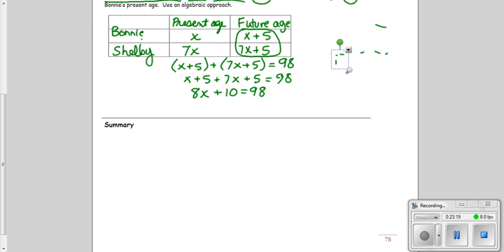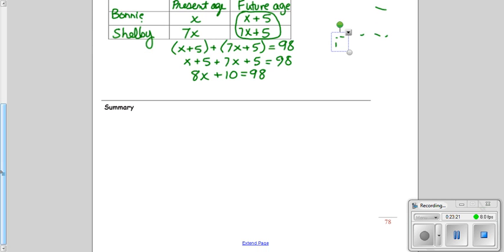Now we can use PEMDASO. The O stands for opposite, so we'll work opposite on the order of operations, undoing addition and subtraction first. Undo this addition with subtraction. Subtract 10 from both sides of the equation. That's an if-then statement. Simplify. Bring down your 8x. The plus 10 and the minus 10 equals 0, and 0 plus 8x is 8x. 98 minus 10 is 88.